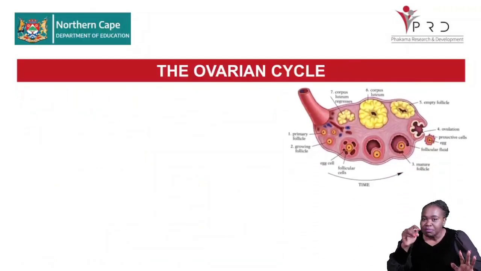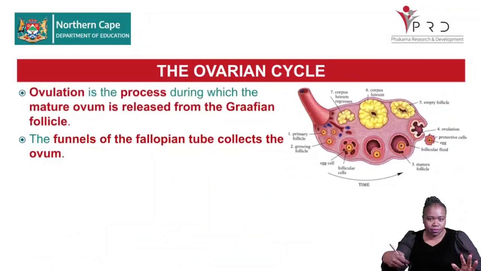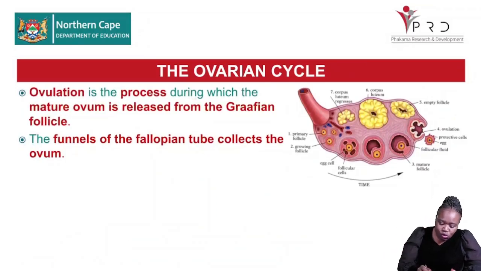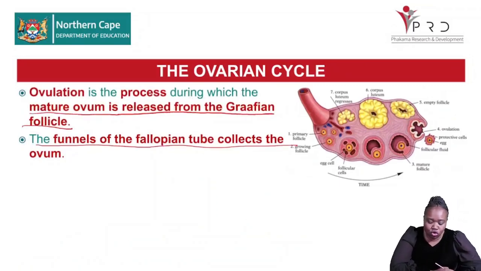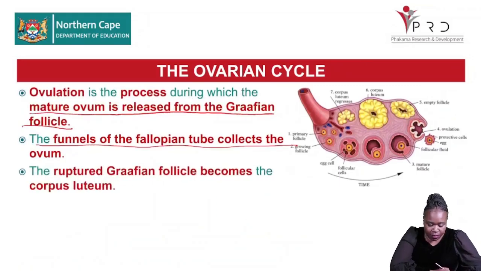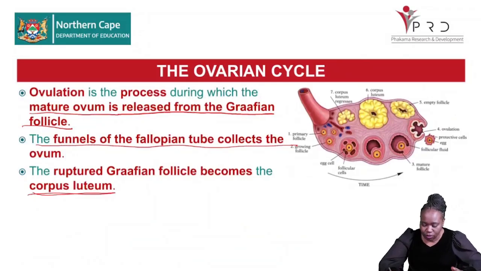So now it means that because ovulation has taken place, the ovum is available to be fertilized. Right? So this is the process during which a mature ovum is released from the Graafian follicle into the fallopian tube for fertilization. The funnels of fallopian tubes will collect this ovum, and the ruptured Graafian follicle will now become what we call a corpus luteum. Let's have a look at that.